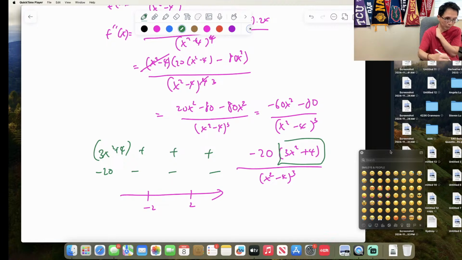Now, x squared minus 4, this one is going to be, I believe, positive, negative, positive. So it'll be negative, positive, negative. So therefore, it's going to be concave down, concave up, concave down. But is it a true inflection point?